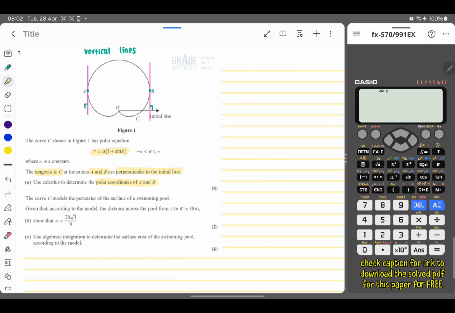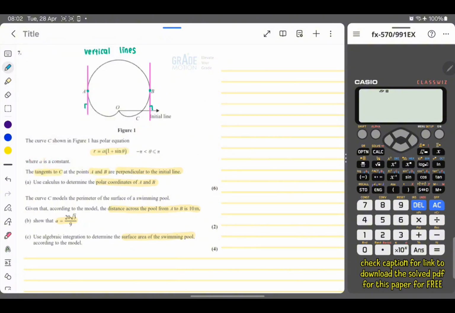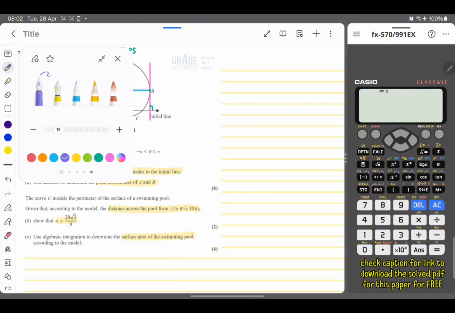Moving on to parts b and c. The curve C models the perimeter of the surface of a swimming pool. Given that, according to the model, the distance across the pool from A to B is 10 m, show that a equals 20√3/9, and use algebraic integration to determine the surface area of the swimming pool. What does it mean by the distance across the pool from A to B is 10? That means from here to here would be 10 meters.